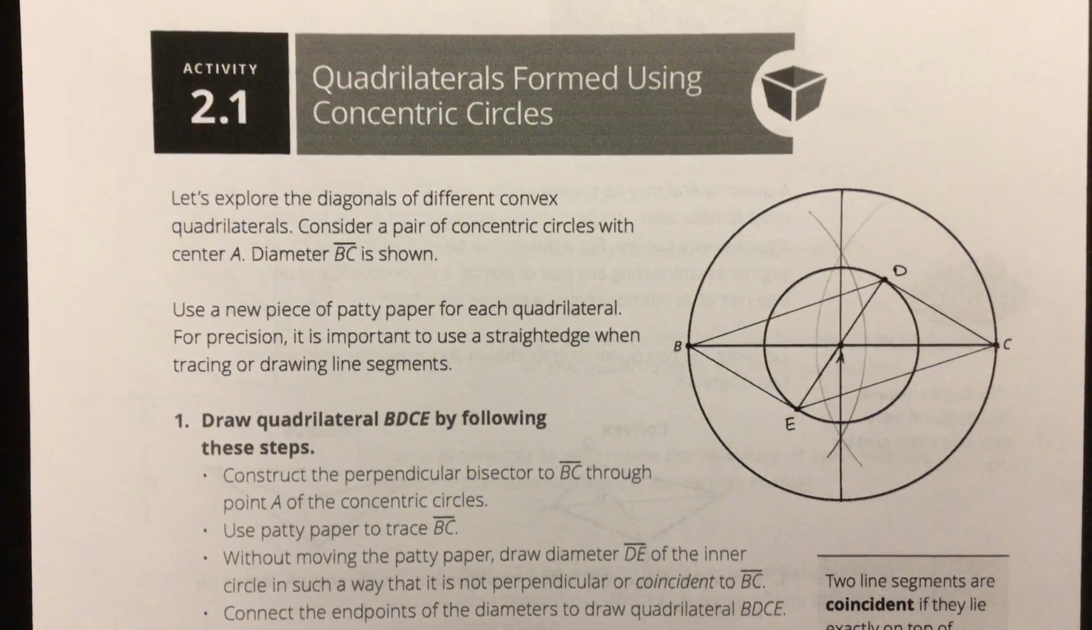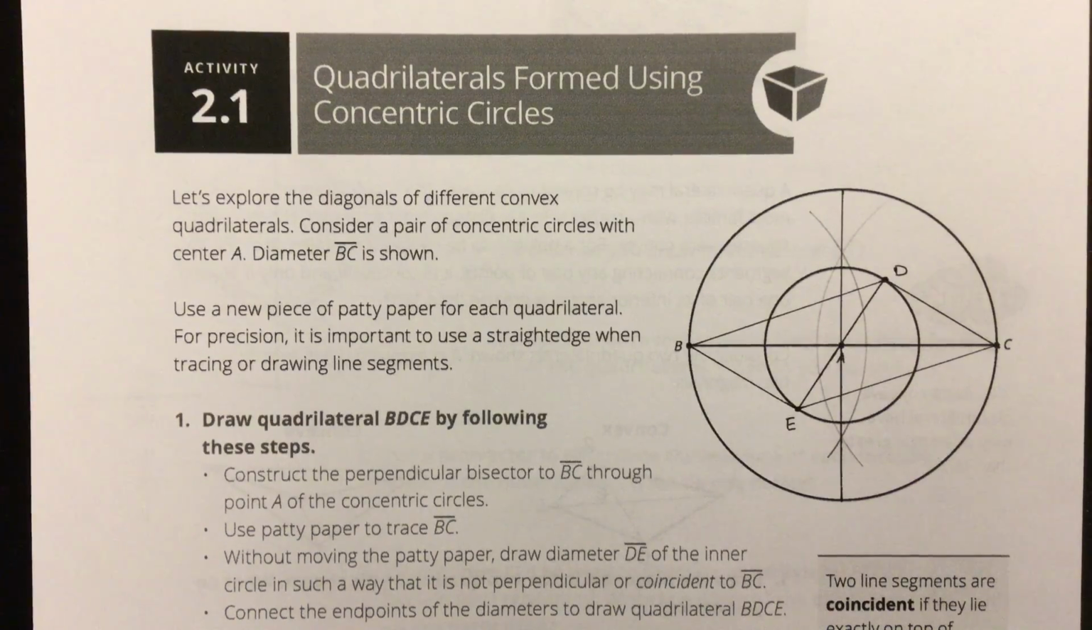We are in Module 1, Topic 2, Packet 2, looking at Activity 2.1 here, quadrilaterals formed using concentric circles. So today, we'll go ahead and just read this word for word here. Let's explore the diagonals of different convex quadrilaterals.